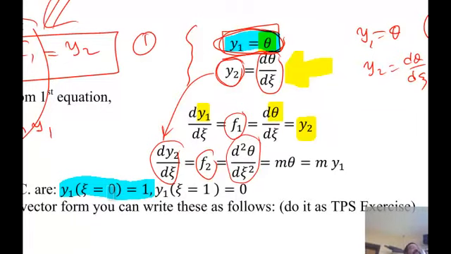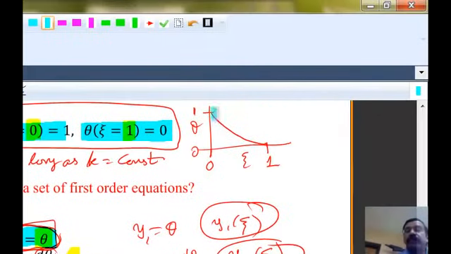But what is y2 at psi equal to 0? I don't know. It won't be 0, it won't be 1. I don't know what it is. But I don't need to know, because all I need is two conditions. If I have two first order equations, I need two conditions. Keep this picture in mind. This picture tells you that the temperature here is 1, but its gradient is y2. What is y2? Y2 is the derivative of theta with respect to psi. I don't know what the derivative is. It's going to come out as part of the solution. I don't know what it is, but I don't need it.